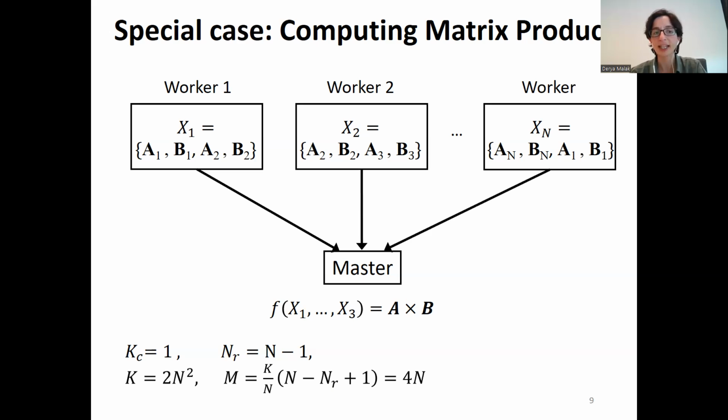And here, K is modeling the number of data sets. So the matrices are each n by n in this example. So each matrix contains n square elements, and I have two such matrices. And the computation capacity of each node is determined as 4 times n for this specific example.